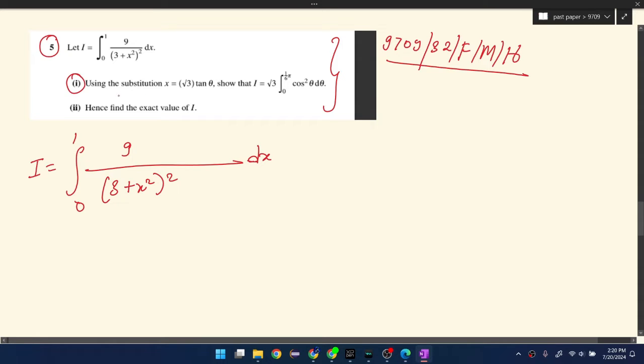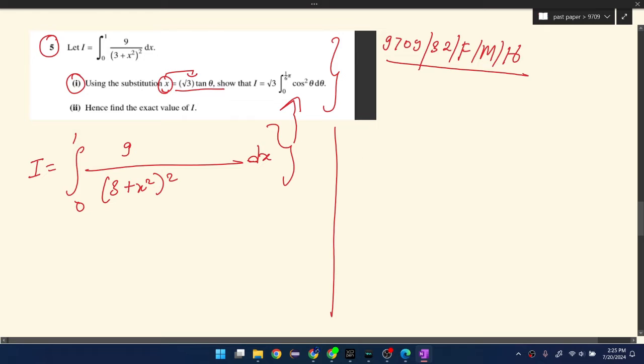What has been asked? Using the substitution x equals root 3 tan theta, show that I is equal to root 3 times the integral from 0 to pi by 6 of cos squared theta d theta. We have to turn this integral into this form by substituting x as this.